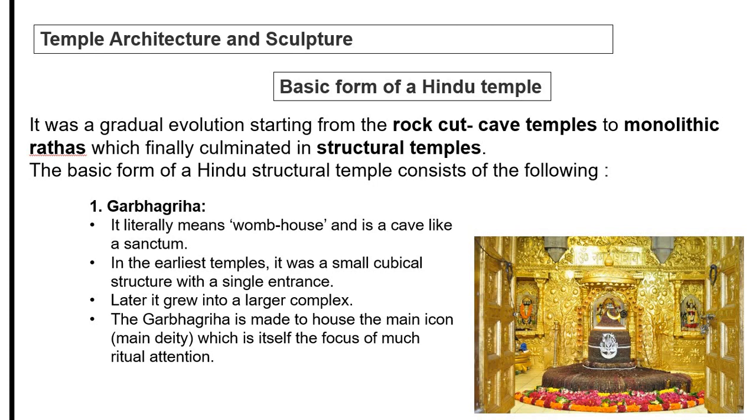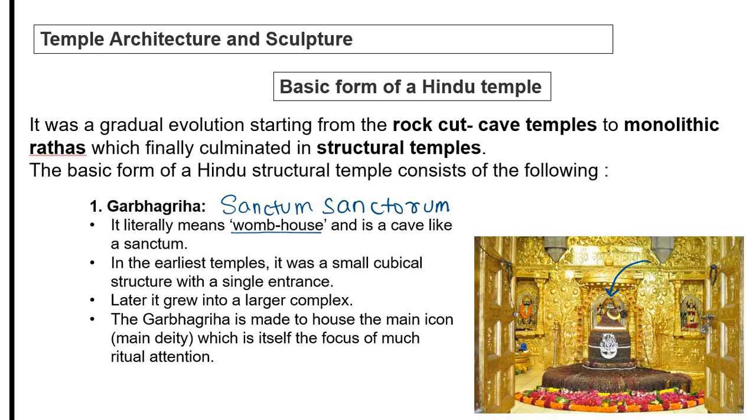Let us first understand the basic form of a Hindu structural temple. A Hindu temple comprises of first Garbhagriha. Garbhagriha, which also means womb house, is also known as Sanctum Sanctorum, where the main deity presides.